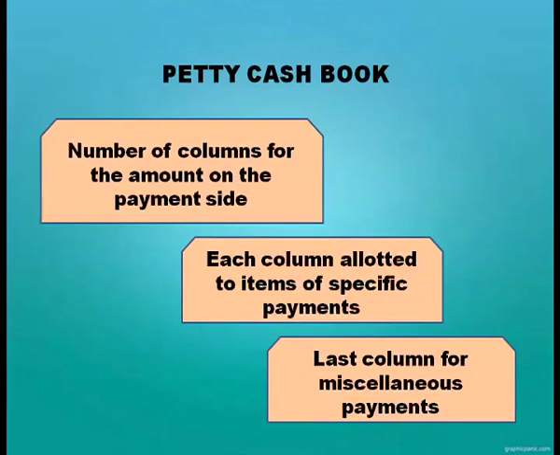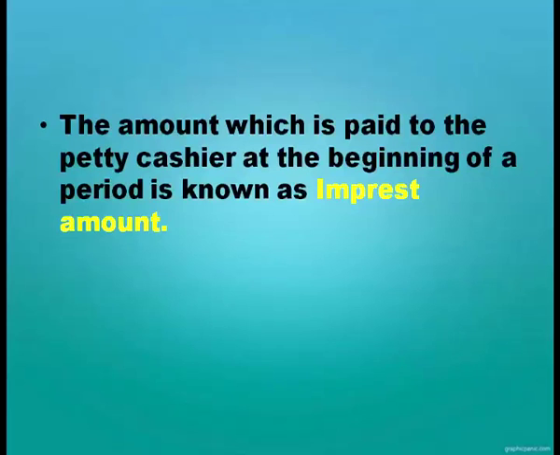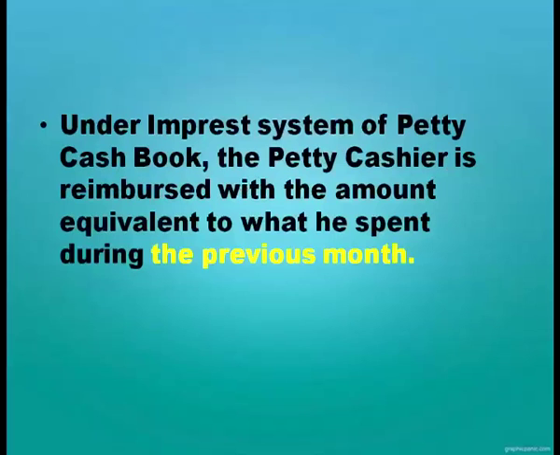In the petty cash book, there are a number of columns for the amount on the payment side. Each column is allotted to items of specific payments like postage, conveyance, refreshment, etc. The last column is for miscellaneous payment. The amount which is paid to the petty cashier at the beginning of a period is known as imprest amount. Under the imprest system of petty cash book, the petty cashier is reimbursed with the amount equivalent to what is spent during the previous month.